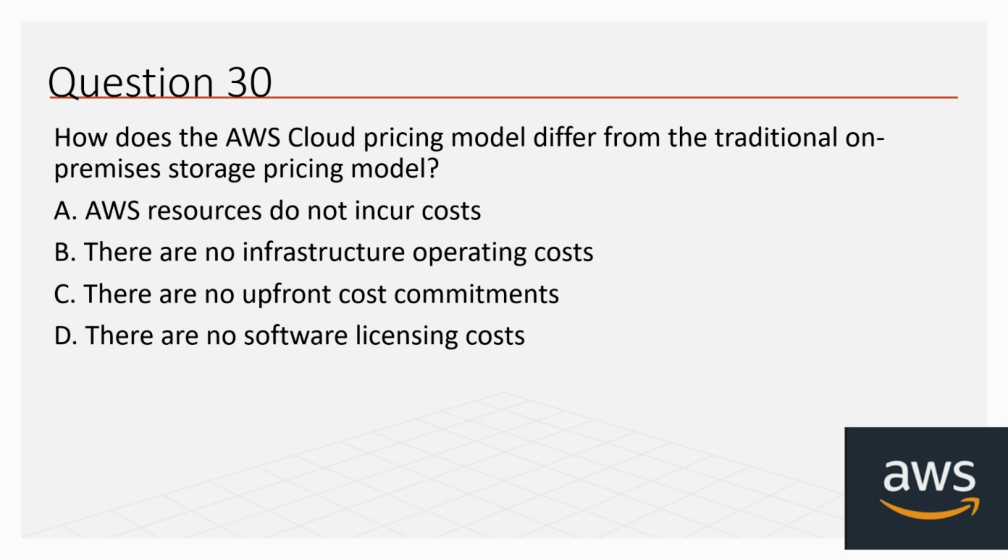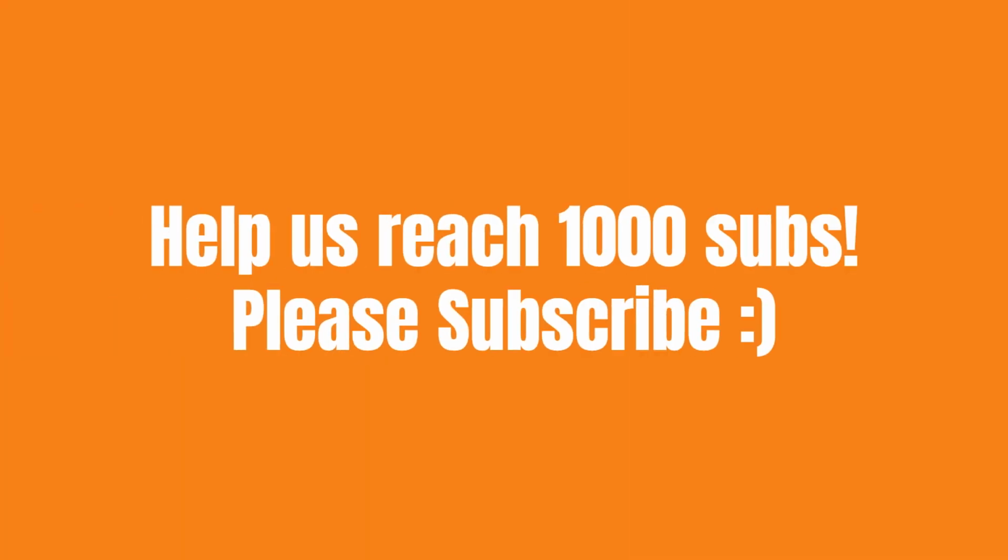So basically the question is, how is the AWS cloud pricing model different from the traditional on-premises storage pricing model? And the correct answer is B. There are no infrastructure operating costs. So whenever you are deploying your application on AWS, in that case, you don't have to pay for operating the infrastructure costs.